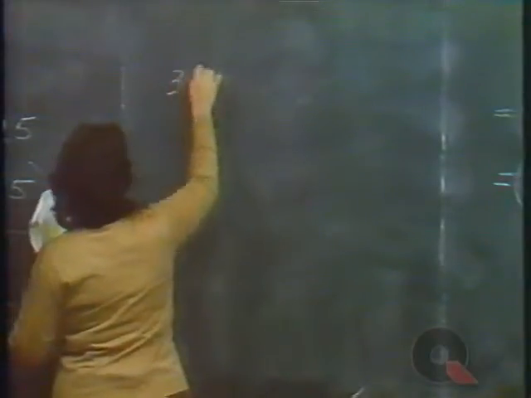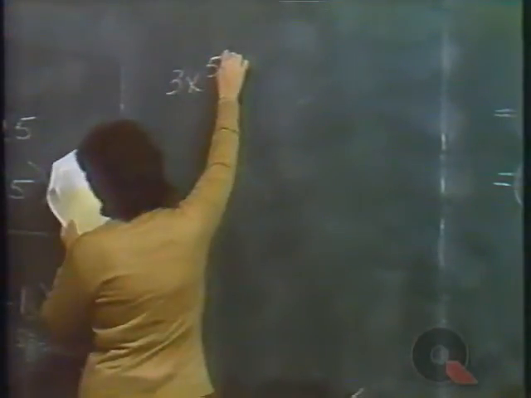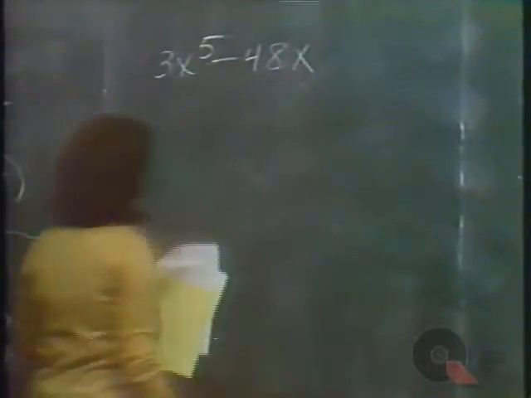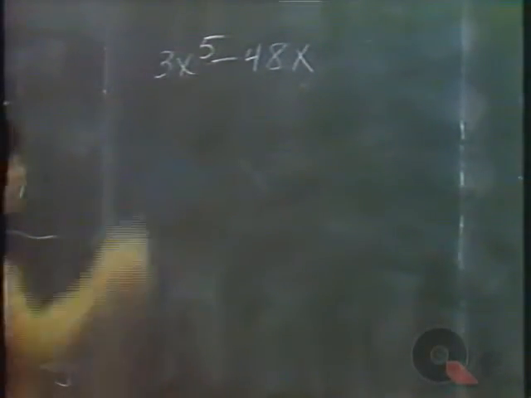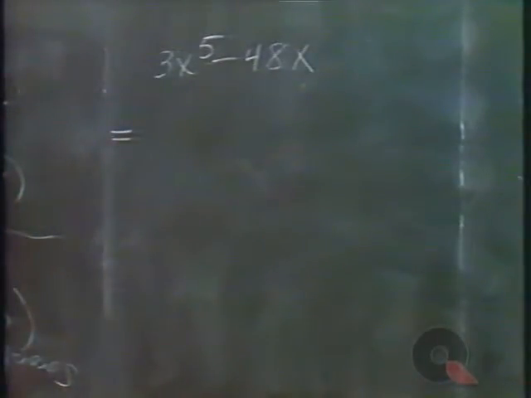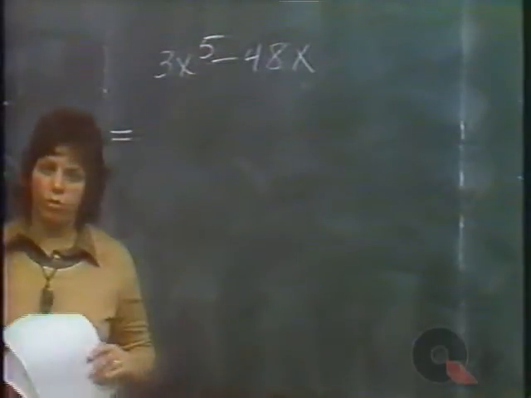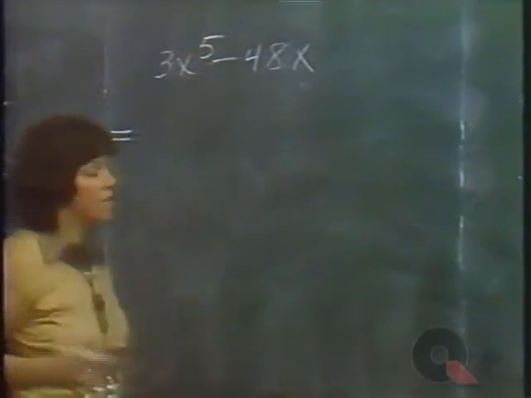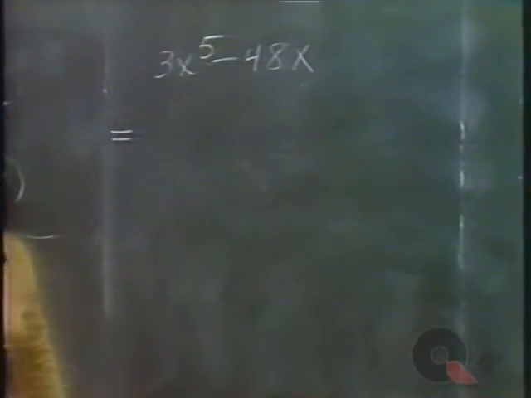3x to the fifth minus 48x. We want to factor this. At first glance, you might say, wait, this doesn't look like the difference of two squares. Okay, the first thing to remember with all factoring, I've been showing you rules, but in any factoring problem, the first thing to look for is to see if you have some common factor you can pull out.